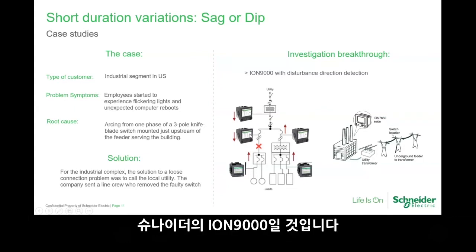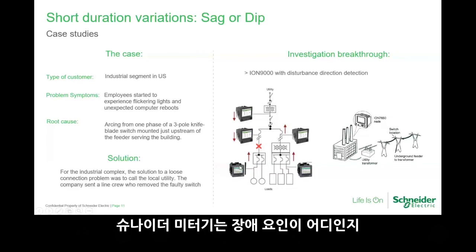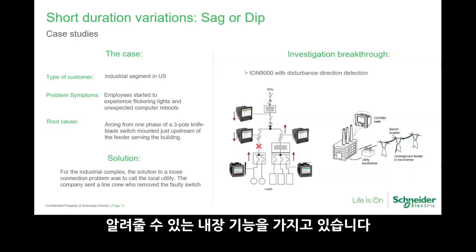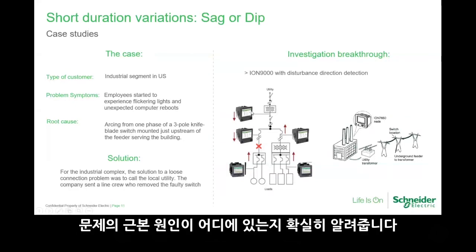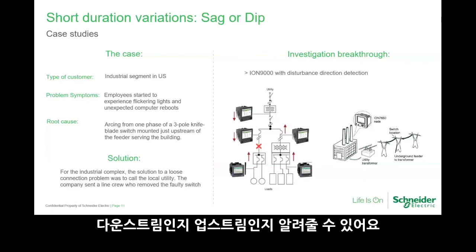From Schneider it will be the IO 9000, and then we have another one, the PM 8000, which is a class S. Schneider meters have this built-in capability of telling you the disturbance direction, confidently telling you, whenever a fault occurs at this point of measurement, where the root cause of the problem is. Is it from downstream or from upstream?